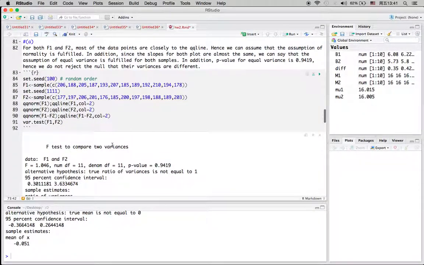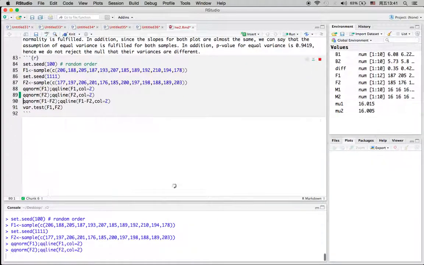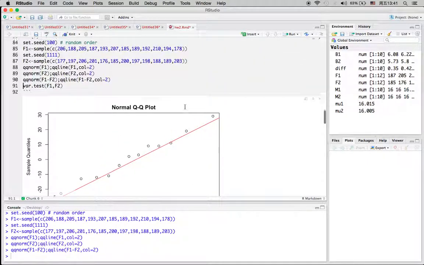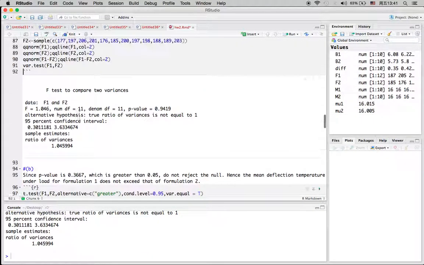Here, in our next example, we are going to apply the same procedure, and we are going to check the assumption that the difference follows the normal distribution, and then we're also going to check the variance.